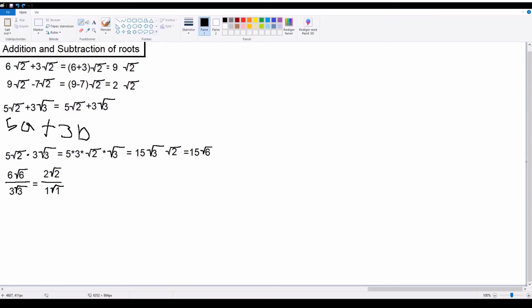The same goes for division. So, for example, here you have 6 square roots of 6 and 3 square roots of 3. This can then be reduced to 2 square roots of 2 and 1 square root of 1, because when you divide 6 by 3, you get 2 and 1. And when you divide 6 by 3 again, but it's under the square root, you get 2 and 1. So you get the square root of 2 and the square root of 1.